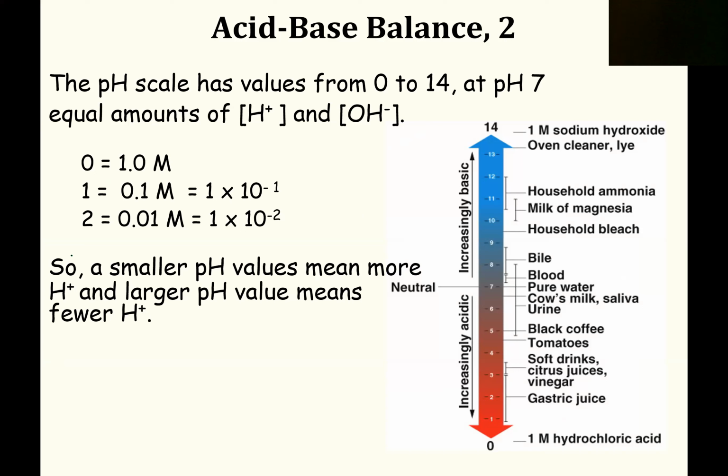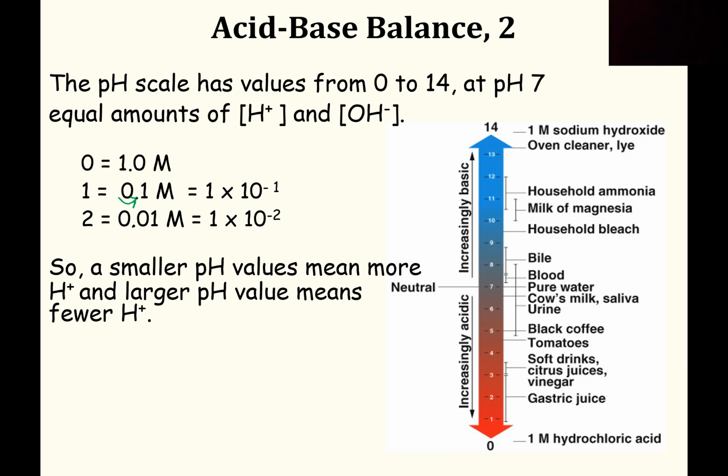So with pH values, they're mathematically altered. Thankfully, it's a log 10 rather than something else. So basically, we're moving the decimal point. At pH 0, you have a 1 molar solution of hydrogen ions. That's the most amount of hydrogen ions. At pH 1, we have moved the decimal point over, a 0.1 molar solution, which is 1 times 10 to the negative 1.